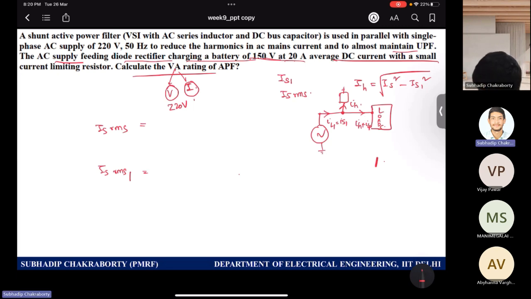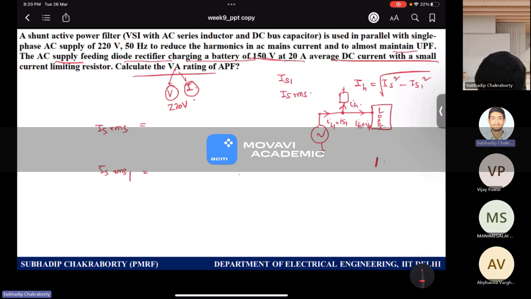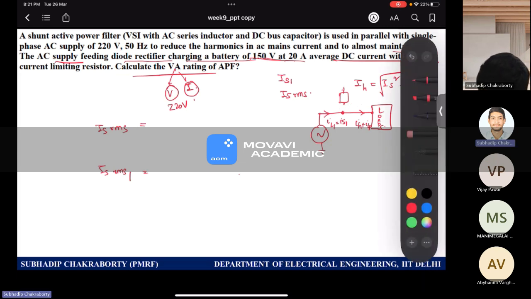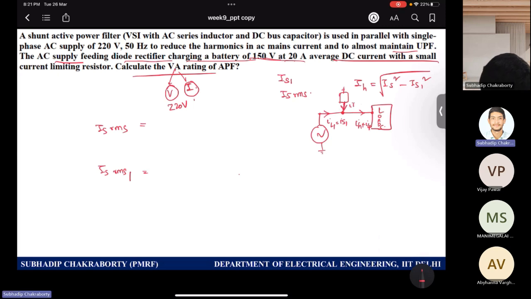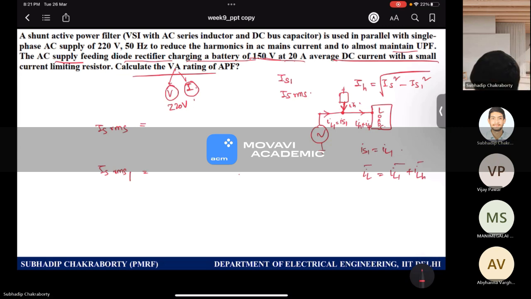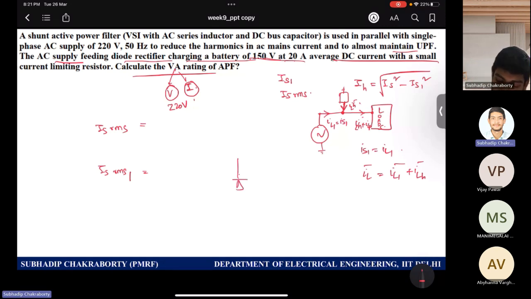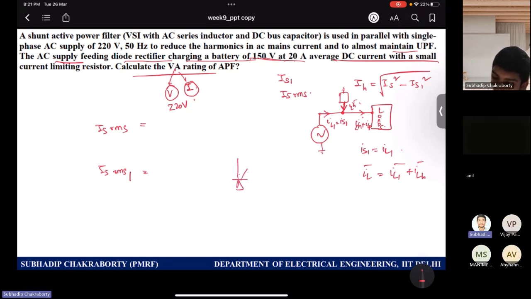So now what I'm trying to do, just see the current directions, otherwise it will make you confused. So harmonics will be supplied by the filter, in this direction. Now apply KCL, you will get IL1 equal to IS1 and IL equal to IL1 plus ILH, harmonics. So ILH will be supplied by this. Understood, right? So an RE based load with a diode rectifier.